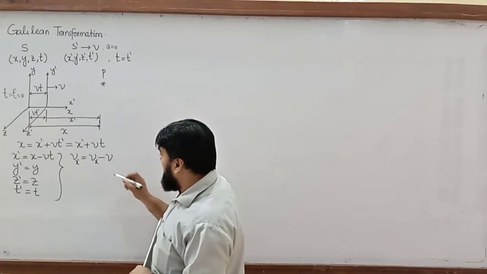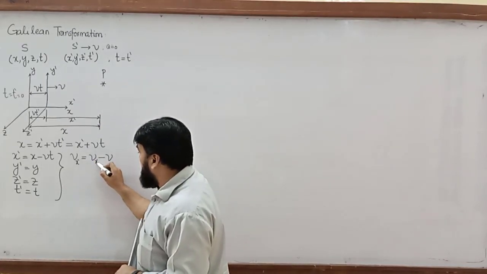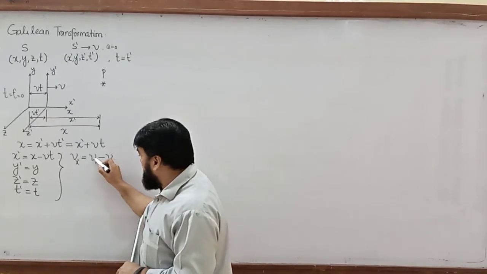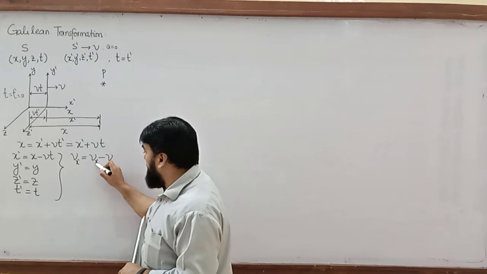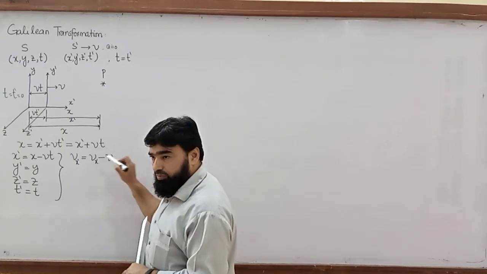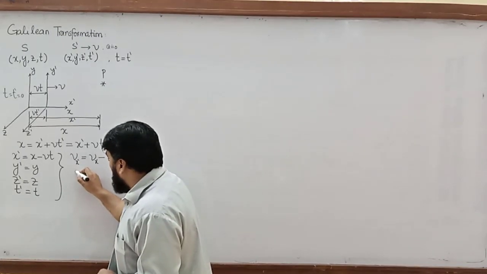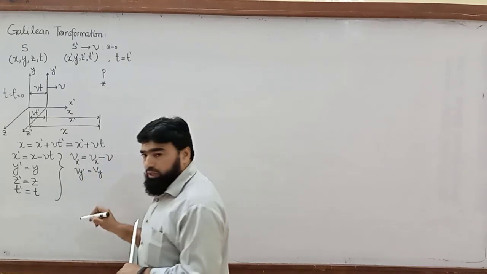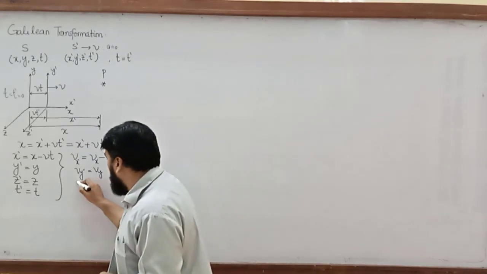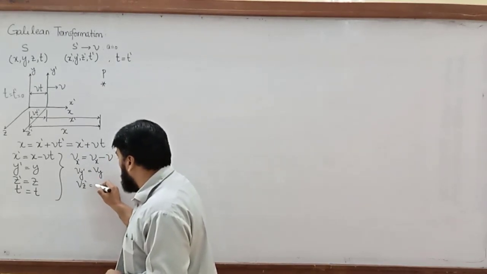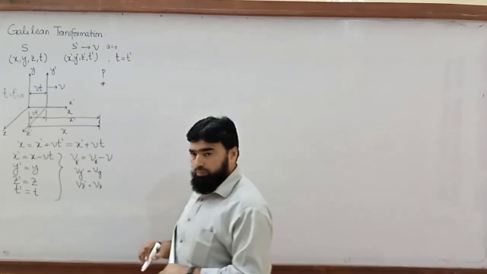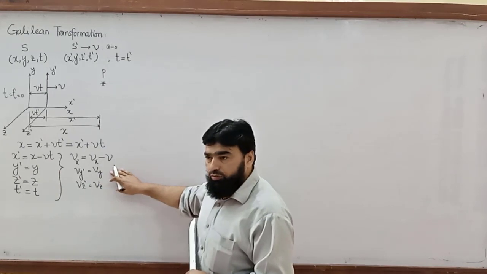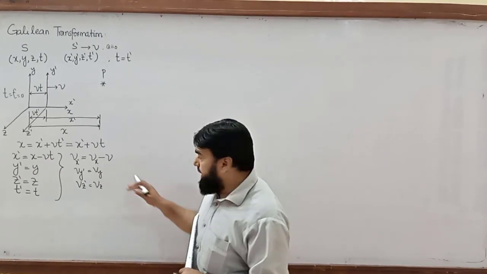So what will happen? This is vx prime equal to vx minus v, the frame velocity, while this is vx, the velocity which is in the x frame. So what about this one? Vy prime will be equal to Vy. There is no issue with this one, while Vz prime will be equal to Vz. So we see that the velocities are also being affected in this transformation.